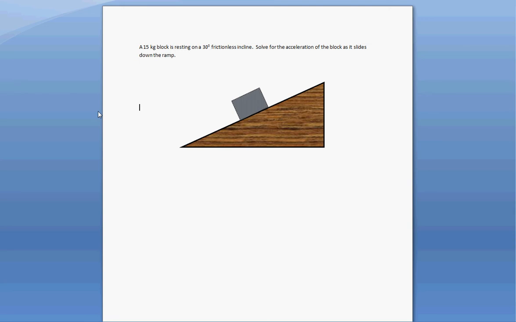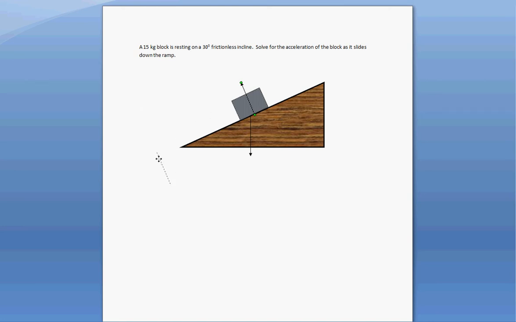Here we have a 15 kilogram block on a 30-degree incline, and we're going to solve for the acceleration of that block. First thing to do is establish what forces are actually acting on the block. Well, we've got the force of gravity pointing down towards the center of the earth, and we have the ramp pushing up at an angle 90 degrees out of the surface of the ramp, and that is our normal force. There is no force pointing in this direction because there is no object pushing or pulling the block in that direction. So that force does not exist.